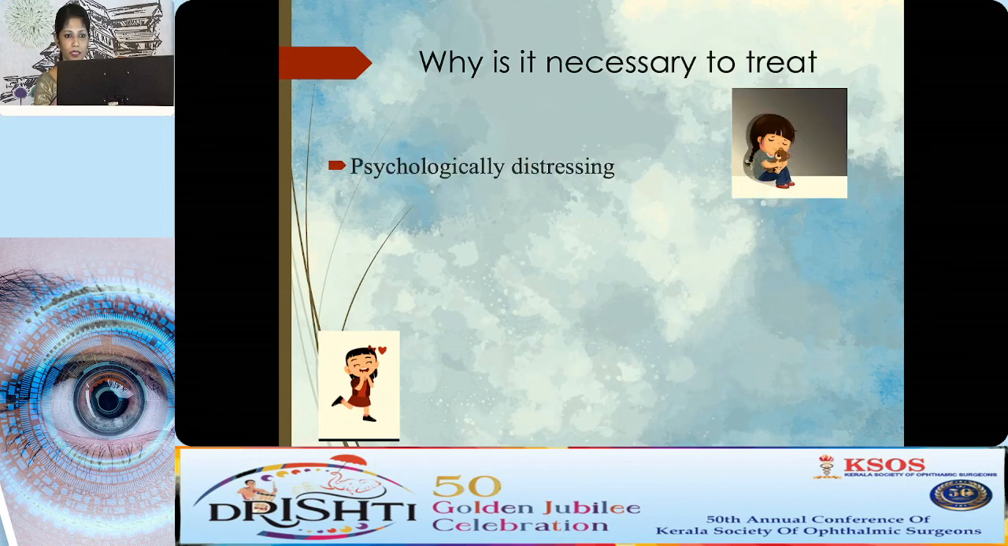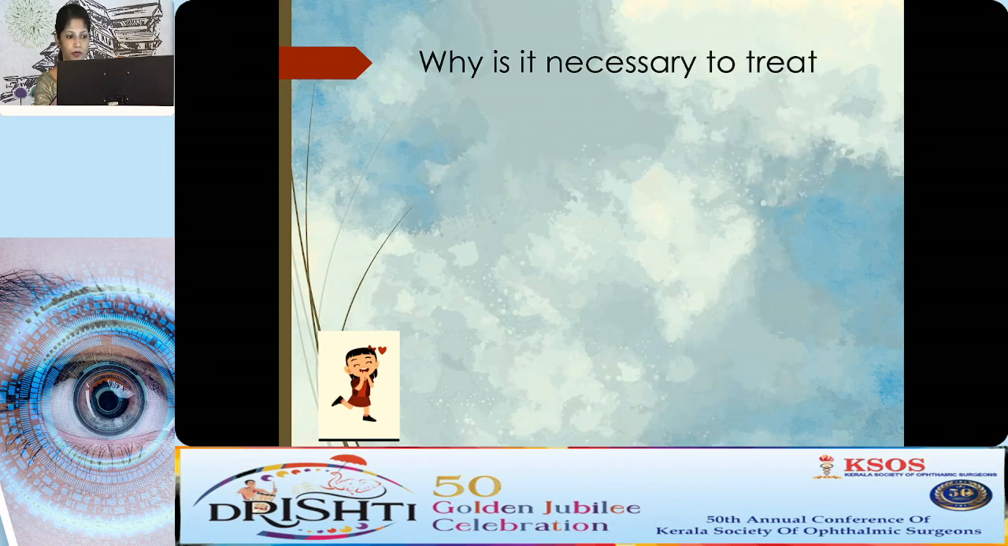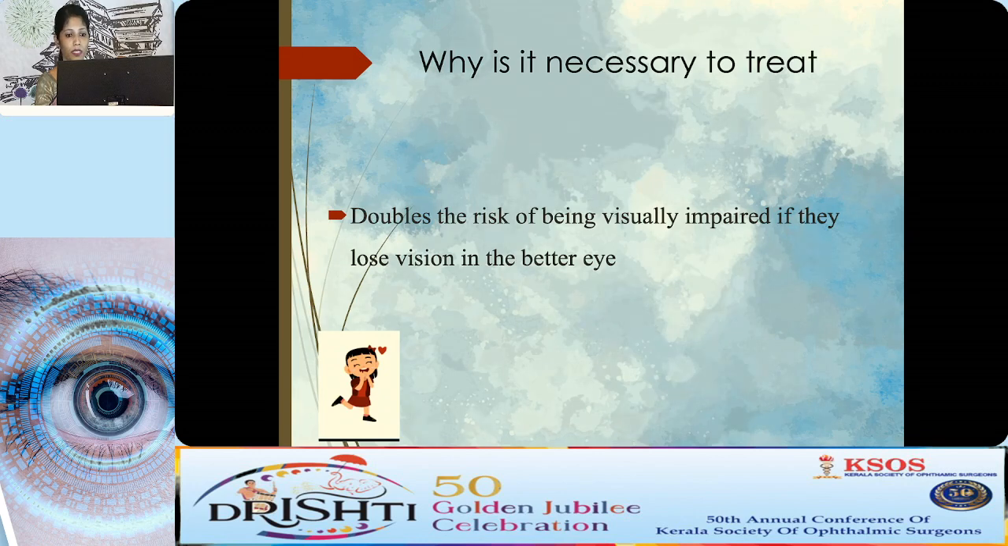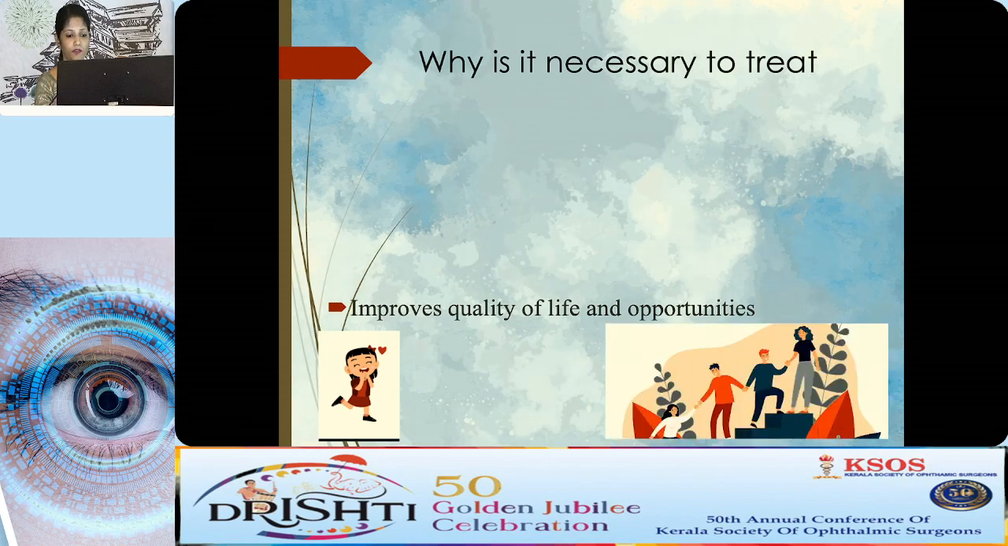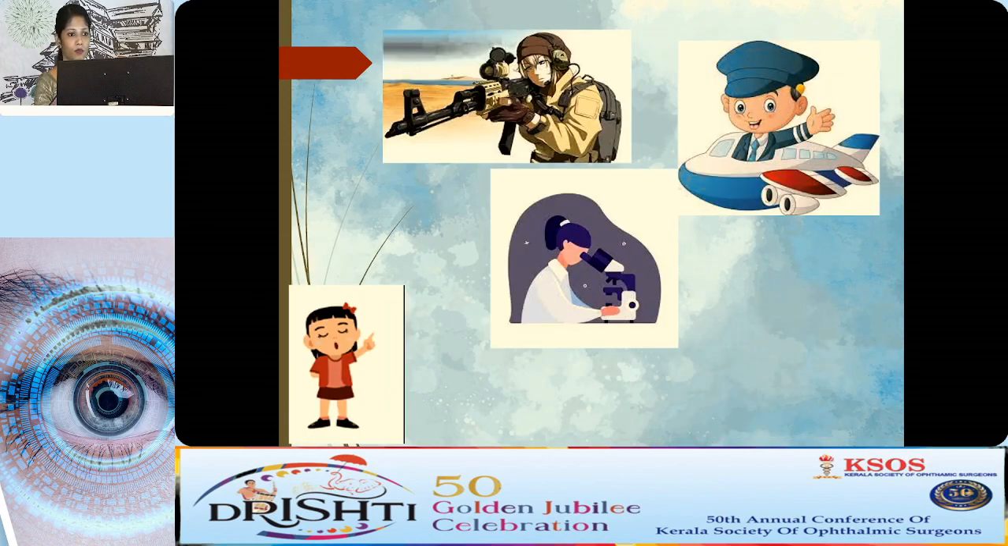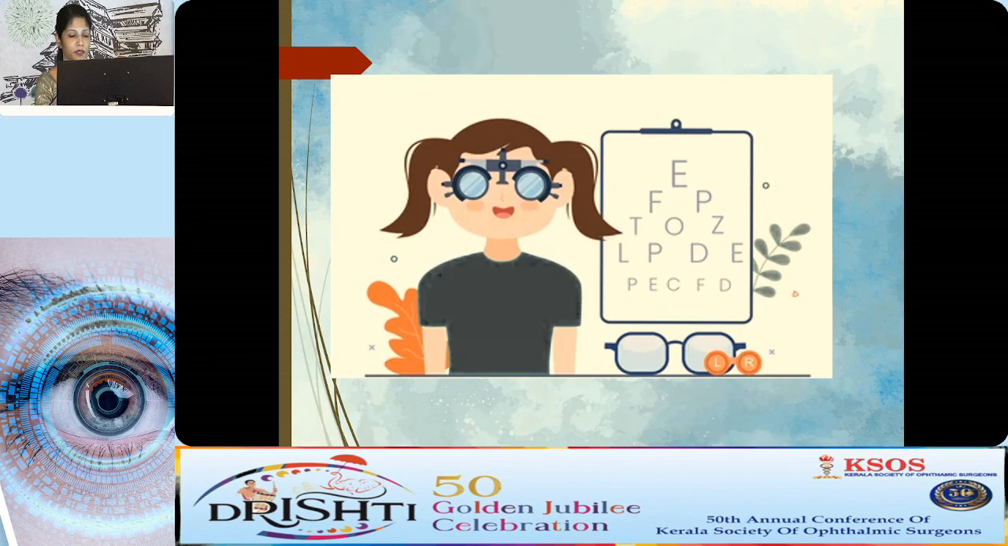Why is it necessary to treat? Because it's psychologically distressing. It doubles the risk of vision loss when the other eye loses vision. Treatment improves the quality of life, and in certain careers, 6/6 vision and good stereopsis is required.